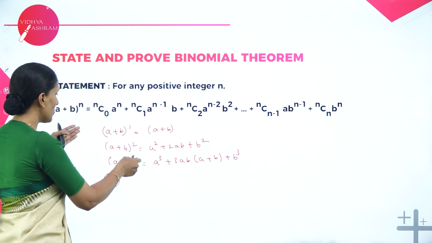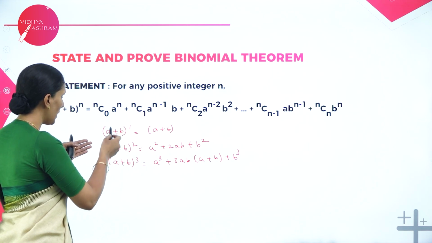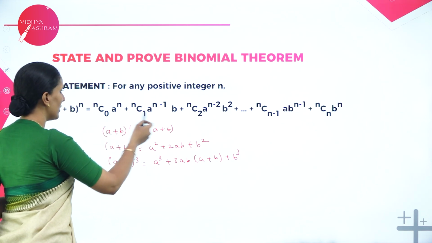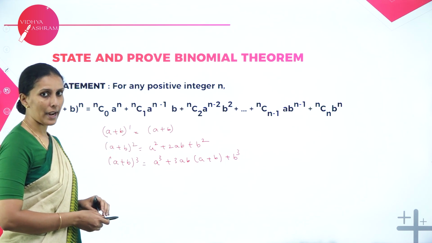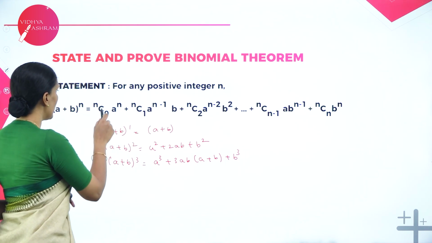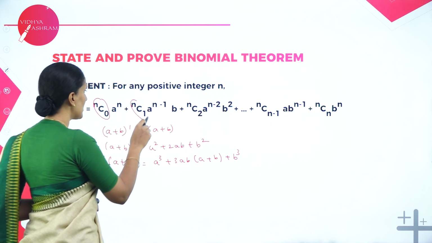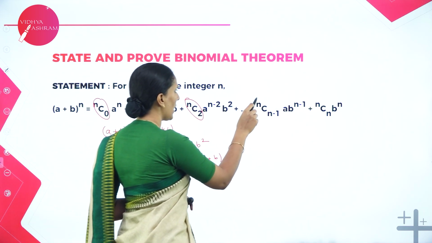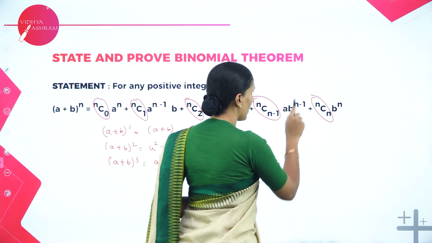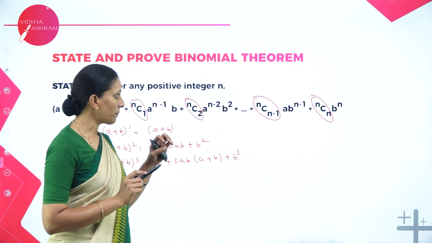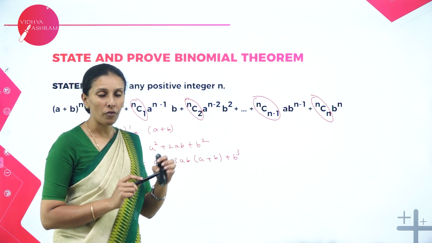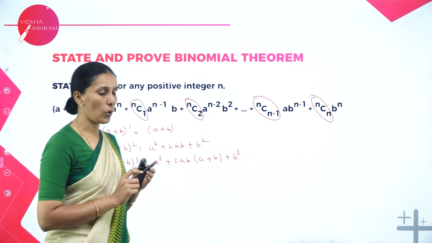When the powers are more, the binomial term can be expanded in this form using the combinations and the terms with a and b. So you can clearly see here nC0, nC1, nC2, nC(n minus 1) and nCn. They are all called binomial coefficients. When you substitute the value of n there, obviously you will get a numerical coefficient.